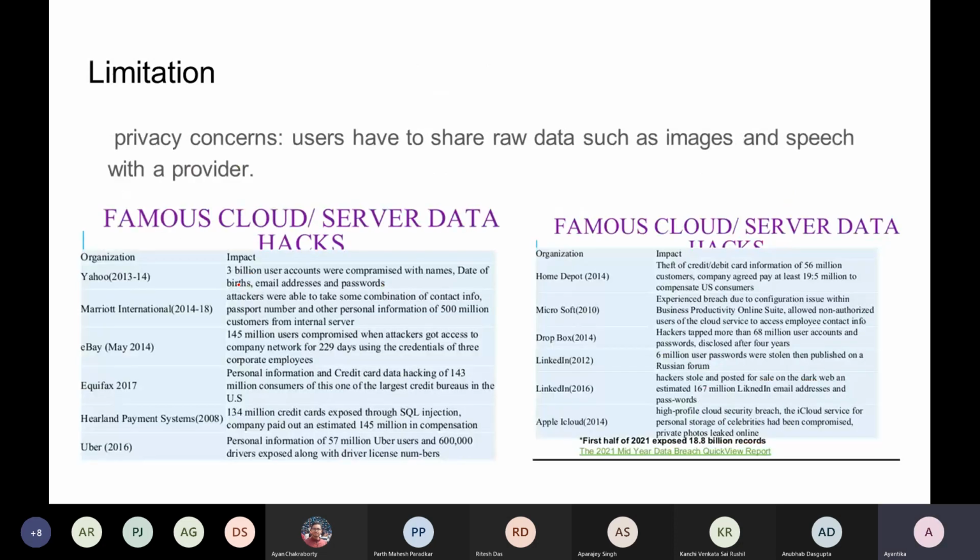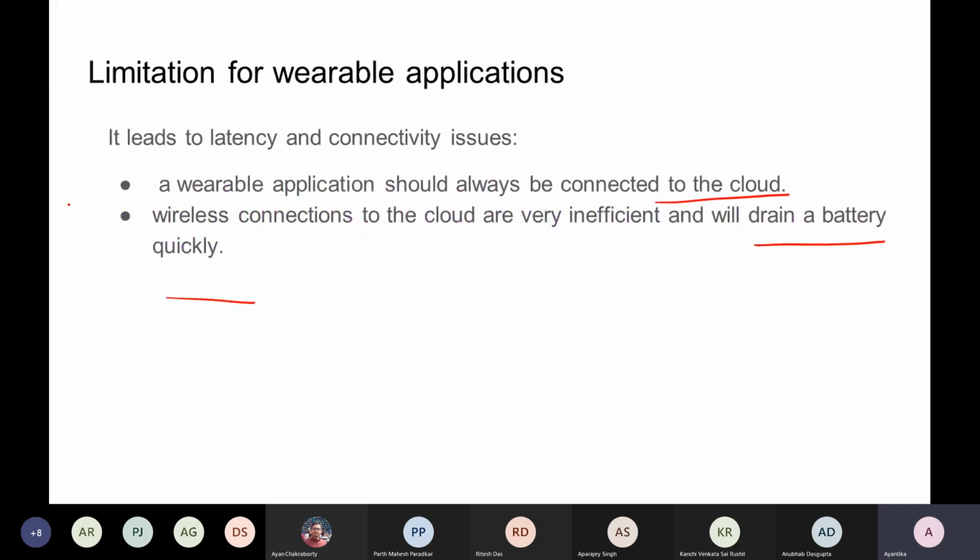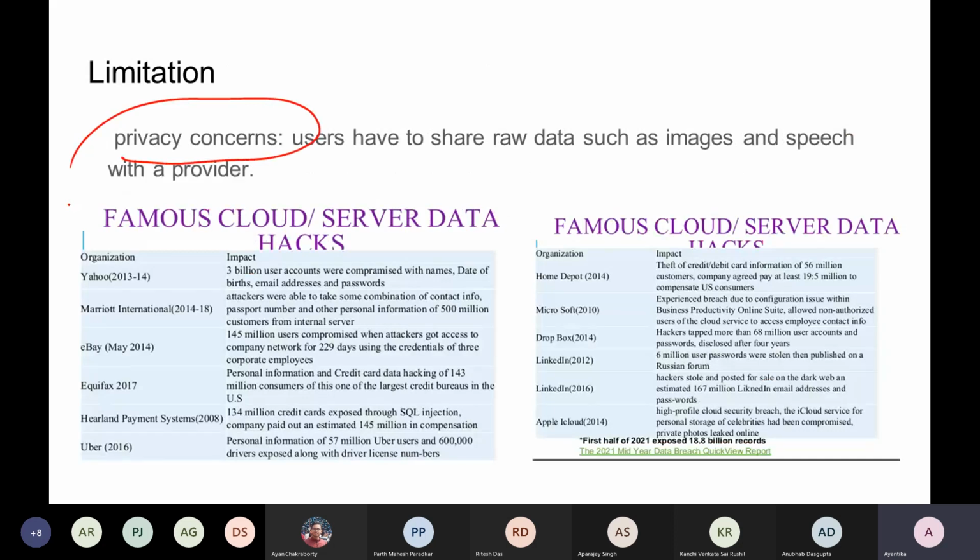Another concern is a privacy concern. Whoever you are coming from an electronics and electrical background, you may think, okay, for wearable applications, power is a constraint, battery is a constraint, that we accept, that we believe. But security, why may that be a major issue?